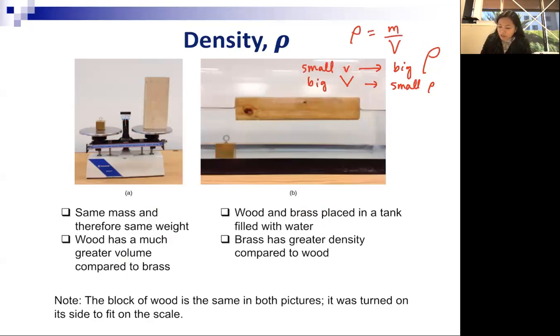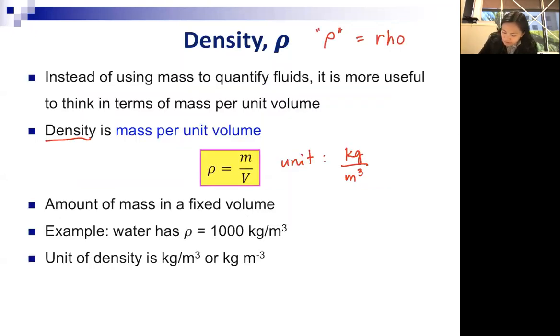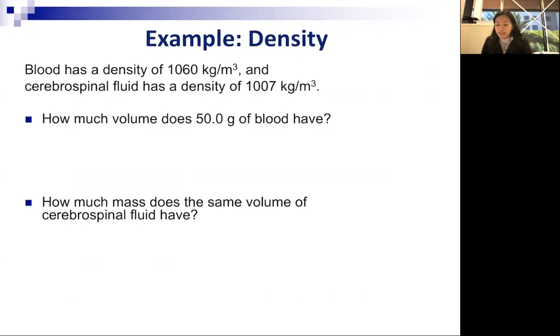So let's look at an example. Here is the equation for density. Let's look at a numerical example of how we can manipulate the equation for density to find mass or volume. Say, for example, you have blood. Blood has a density of 1,060 kilograms per cubic meter. And cerebrospinal fluid has a smaller density of 1,007 kilograms per cubic meter.